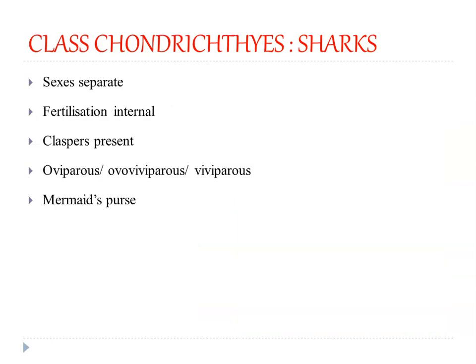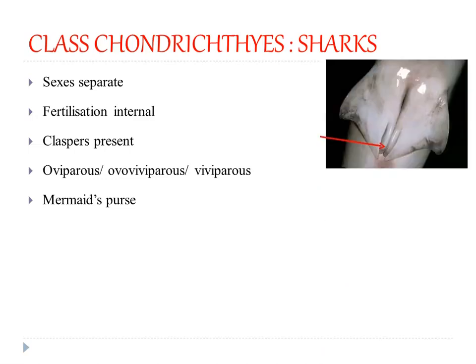Now, in the sharks, as we have seen, the sexes are separate and fertilization is internal. We were speaking about the structure known as claspers. This is the clasper. This is the pelvic fin, and the clasper is associated with the pelvic fin. These claspers help in transferring the sperm into females. Then it could be oviparous, ovoviviparous, or viviparous.